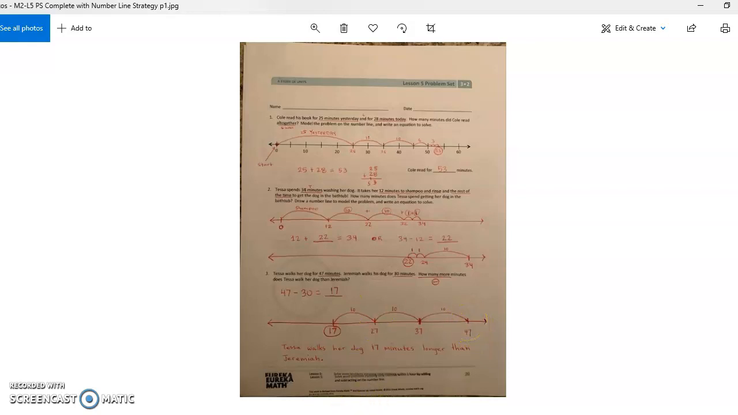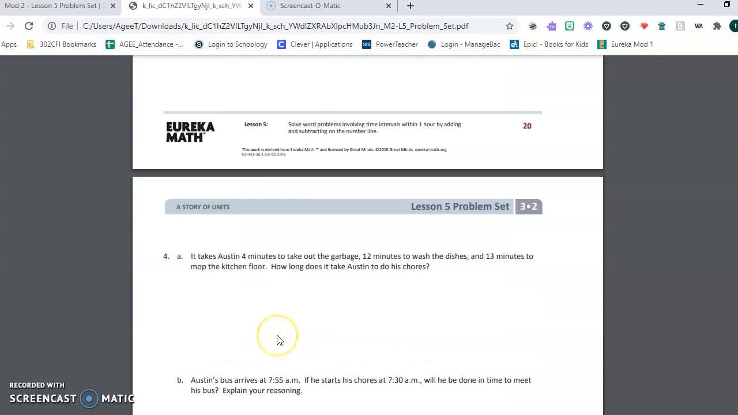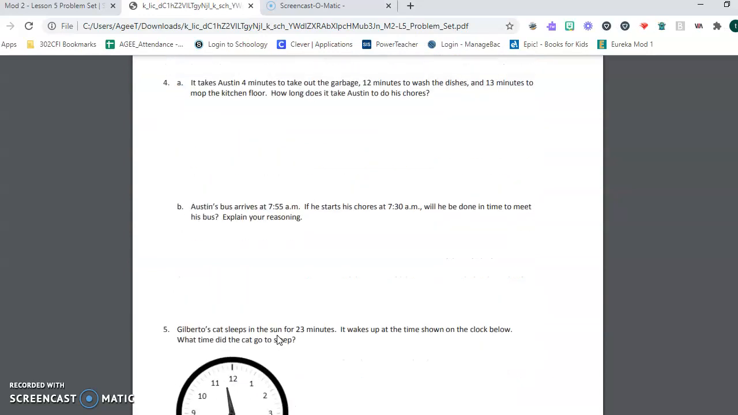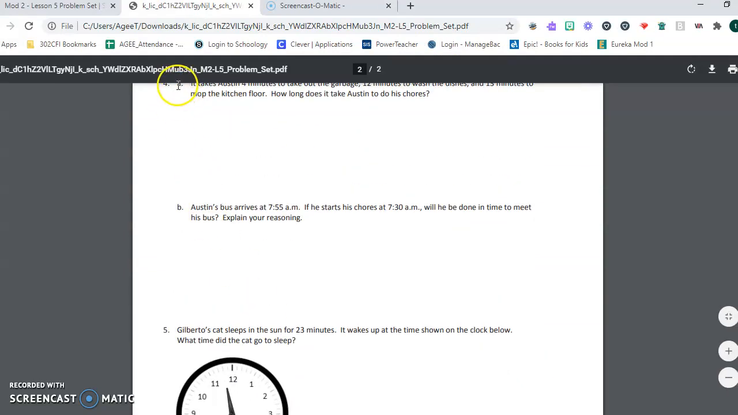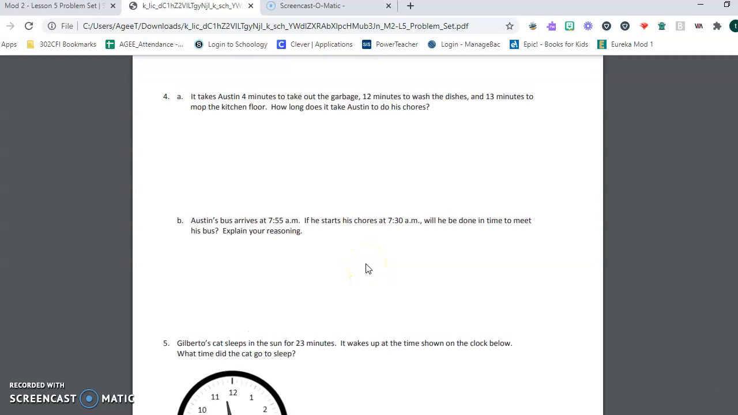Okay, I've got about 4 minutes left, and 4A and B go together. So anytime you have a number and then they do A and B, the problems go together. Sometimes you'll use the information from the first one to solve the second one. Sometimes you won't. In this case, you have to.